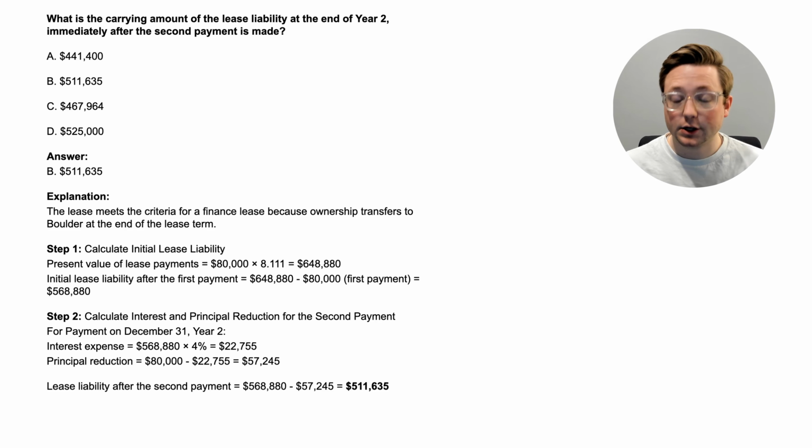Step 1, calculate the initial lease liability. We've done this before. Present value of lease payments is the $80,000 payments times the present value factor of 8.111, and that's $648,880. And since the first payment is made on the first date of the lease, like on the same day the lease is created, you immediately reduce the lease liability by that amount. So $648,880 less $80,000. And remember that all counts as principal, and that gets you to $568,880. So that is the amount of the lease liability on the first date of the lease going into the remainder of the lease. And that is the amount that we're going to be using to calculate interest and principal.